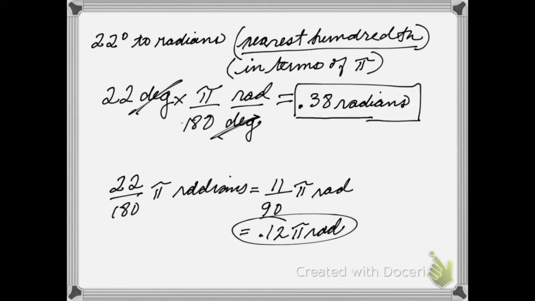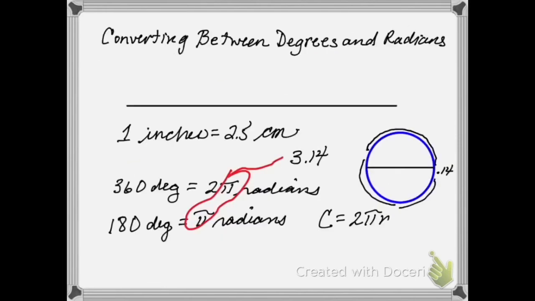And those are all the conversions that we could expect to do between degrees and radians, always going back to the relationship that it is 180 degrees, half of a circle, is equal to pi radians, which is half of a circle in terms of radians.